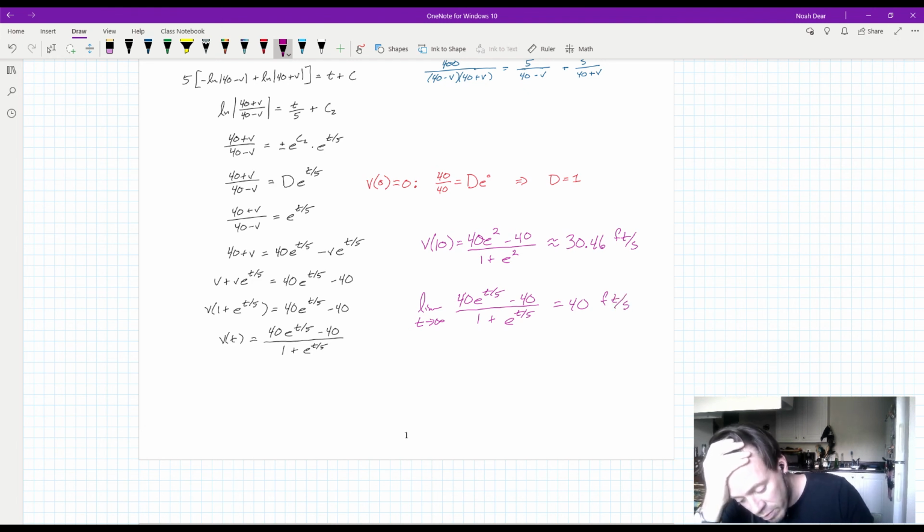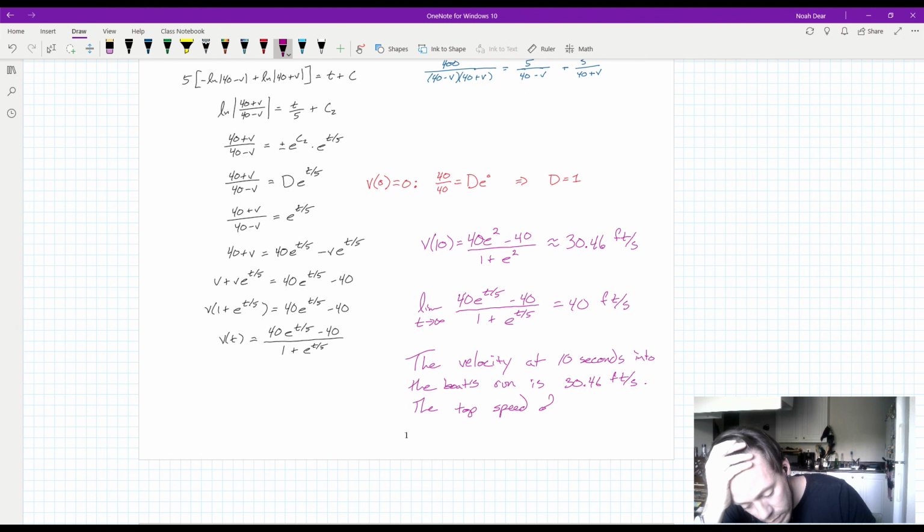So now that we've got all of this information, we'll write a conclusion answering the questions posed. The velocity at 10 seconds into the boat's run is 30.46 feet per second. The top speed of the boat is 40 feet per second. That's it.